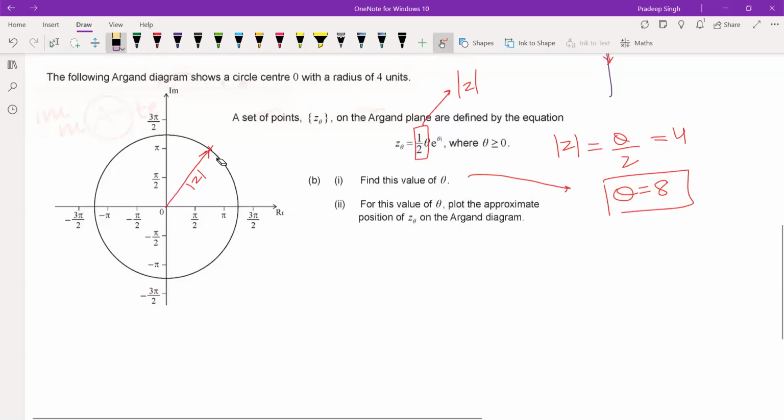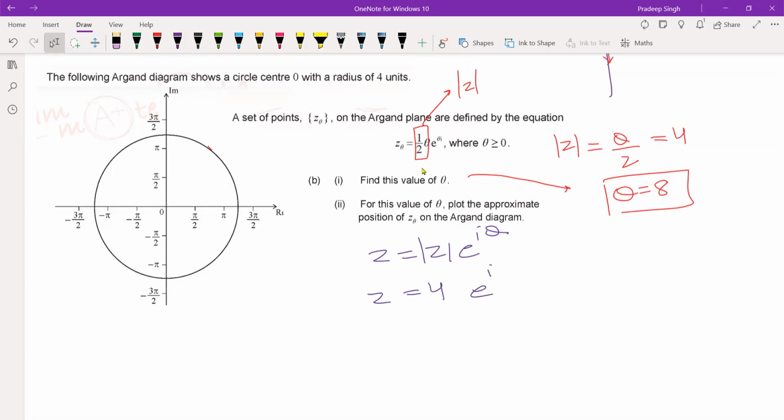So we go back to the Euler's form. Remember, let's write down z is equal to mod z e to the power i theta. Your theta value is equal to 8. So if you put that in the equation, the modulus will become 4. So your z will become z is equal to 4 e to the power i 8. Right now, observe 8 is the argument here. Theta is equal to 8.